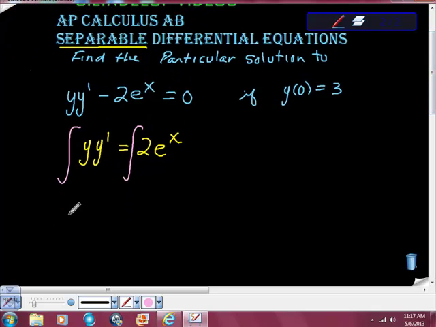And we know the integral of this is just going to be y squared over 2, isn't it? And the integral of this is just going to be itself, right? So we're going to get 2e to the x plus this constant value, this c value. So I think so far we're actually doing pretty good.